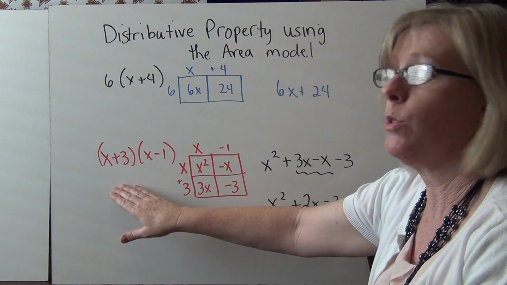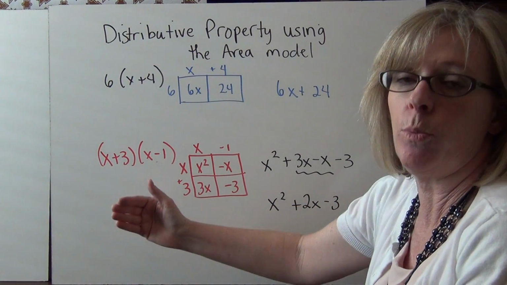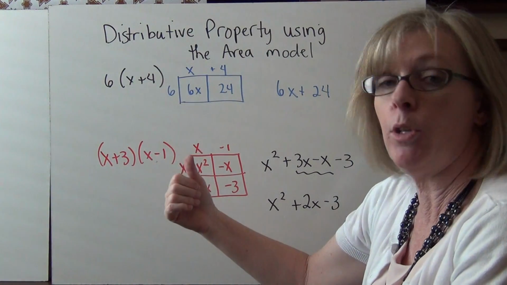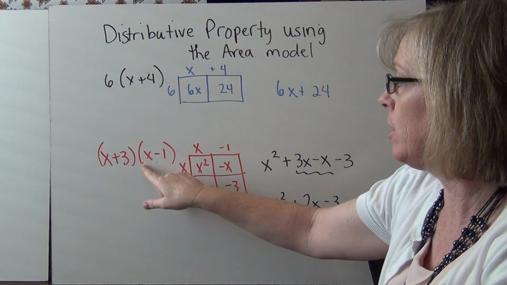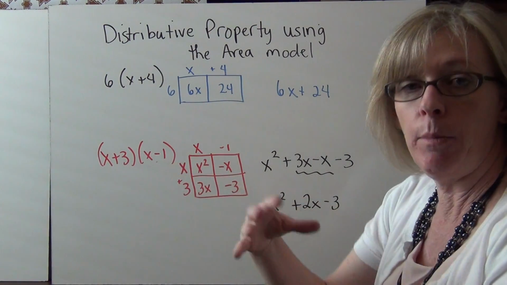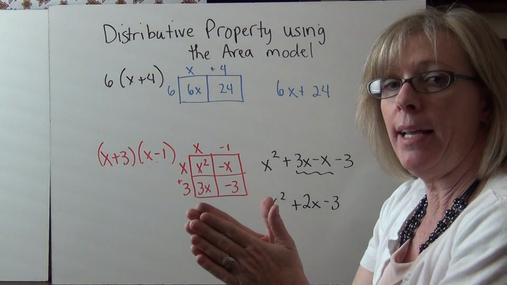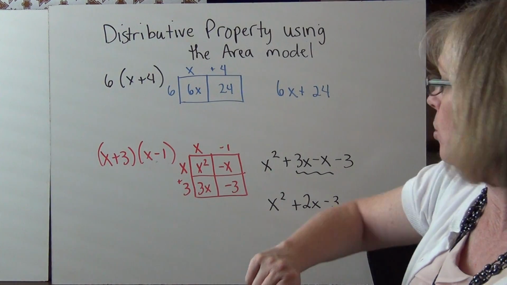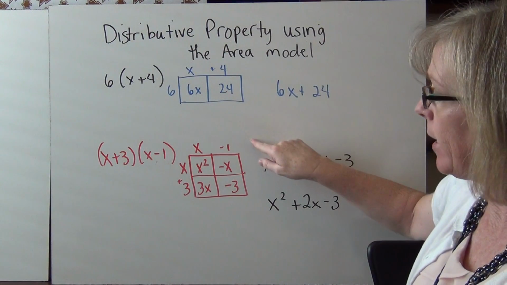Now, we often would use something called FOIL. I'm not sure what your teacher taught you, but some students will have used FOIL in Algebra 1 to multiply this together. That stands for first, then outer, then inner, then last. And we multiply all of those pieces together, combine them, and we get the answer. But if we put it into the area model, we'd get something like this.